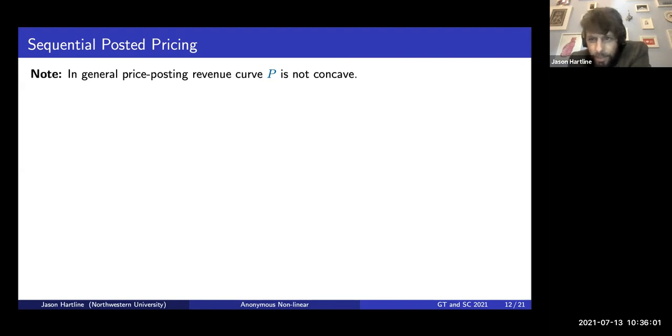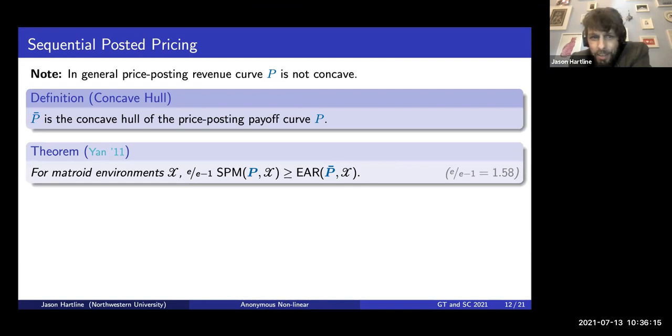So in general, this price posting revenue curve is not concave. It can't be arbitrary, but generally it's not concave. And so we're going to be interested in the concave hull of it. A nice theorem that follows from the literature on single dimensional linear agents is that the sequential posted pricing is an E over E minus 1 approximation to the ex ante relaxation. This is the sequential posted pricing defined on the price posting revenue curves, and the ex ante relaxation defined on the concave hull of the price posting revenue curves.